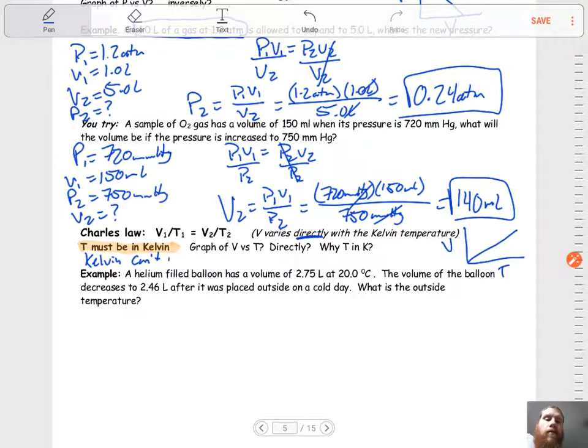Okay? Celsius can be negative. And since we're multiplying and dividing here with volume and temperature, can you ever have a negative volume? The answer is no, you can't have a negative volume. That's why we have to use Kelvin, because Kelvin can't be negative, which means you won't ever get a negative volume. So where you might get problems wrong is if you don't convert to Kelvin.